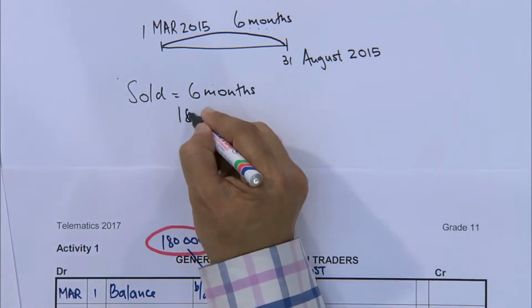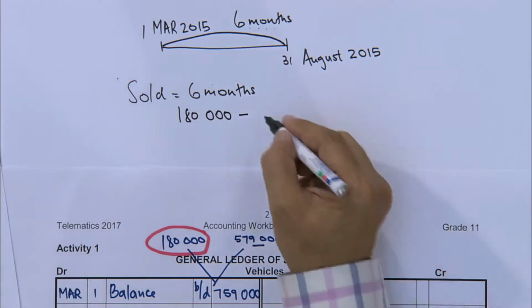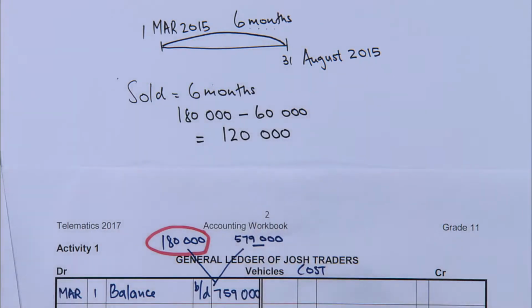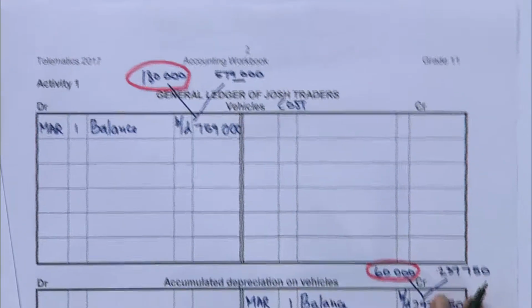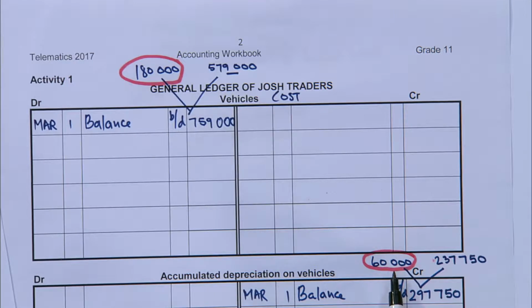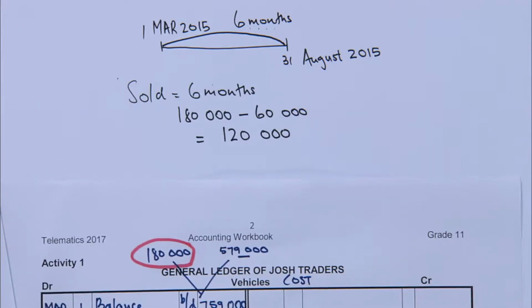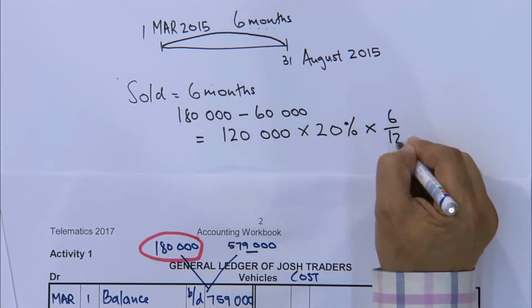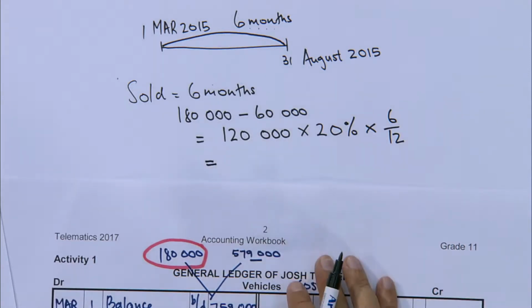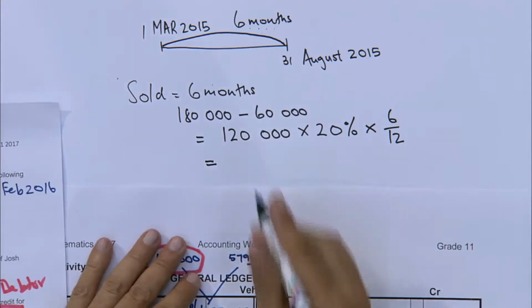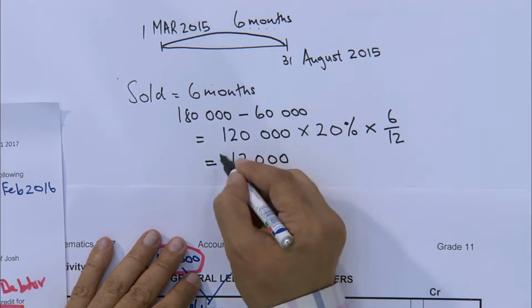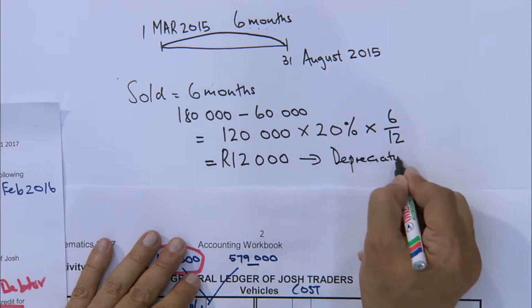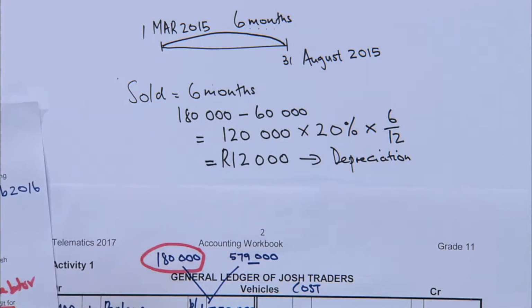It will be 180,000, that's the cost price, minus 60,000, gives me a total of 120,000. Right, so that's the cost price minus the accumulated. So where do I get that? That's the cost price minus the accumulated. So 180 minus the 60 gives me 120,000. Multiply by 20%, multiply by 6 over 12. So that gives me an answer of 12,000. So the 12,000 is the depreciation for the 6 months. Okay, so that will be your calculation.